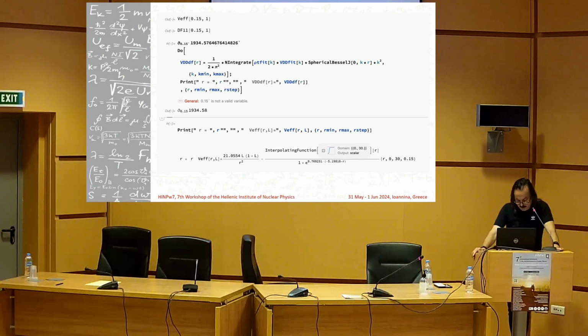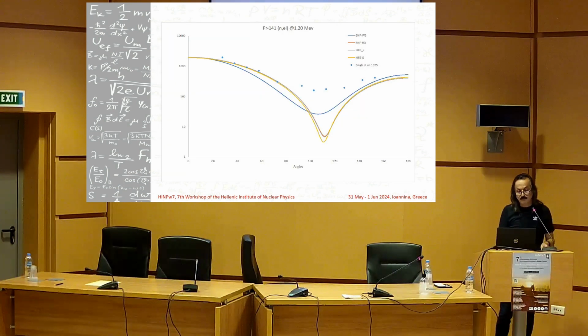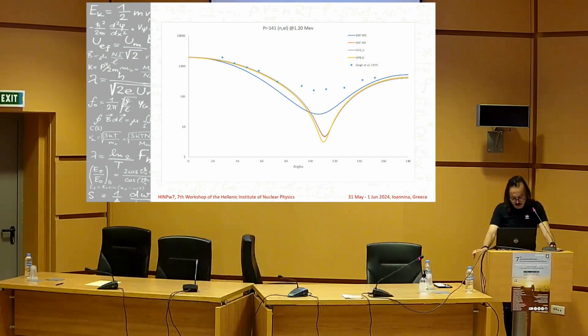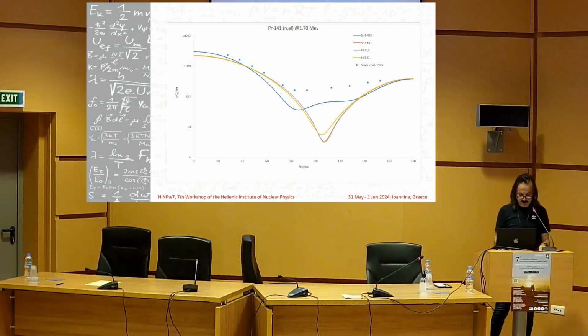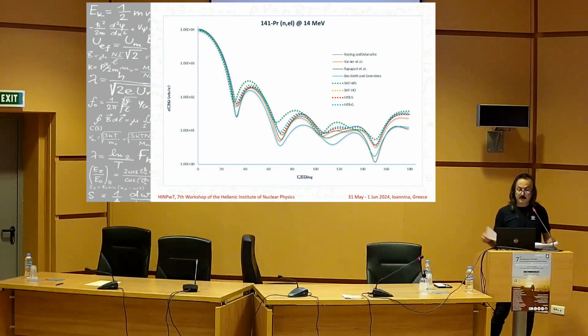Mathematica code listing for the calculation of the Pr-141 elastic reaction for given energies. The table also gives the theoretical results and our work's results. These potential values were used in the TALYS code to calculate the angular distribution cross sections for different energies, 120 MeV and 170 MeV, for 190 MeV, so 14 MeV potential energy.